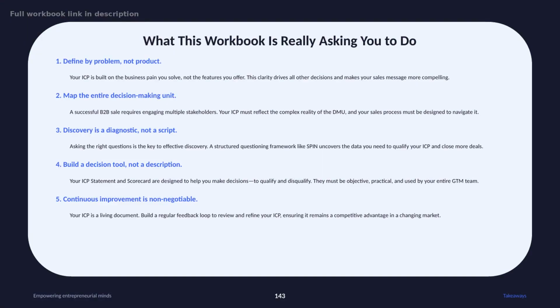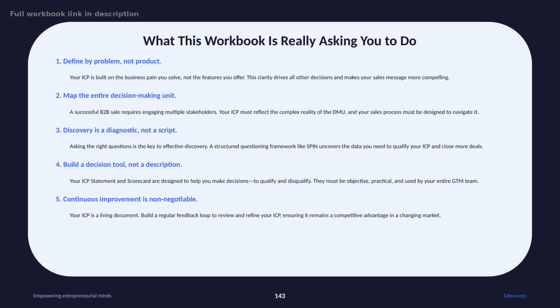Now that you've been through every lesson in this series, 5 principles should stick with you. First, define by problem, not product. Your ICP is built on the business pain you solve, not the features you offer, and that clarity drives every other decision downstream. Second, map the entire decision-making unit.